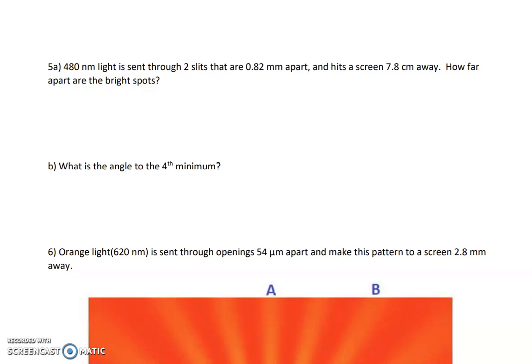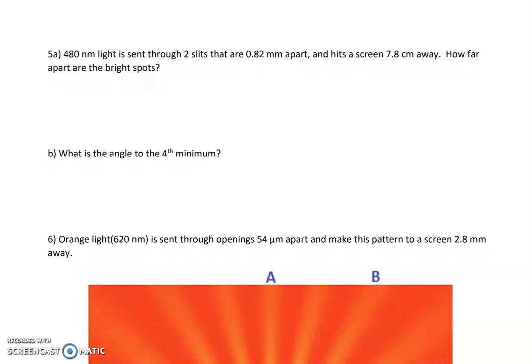All right, next we got some light going on. How far apart are the bright spots? Okay, well, this is like a Young experiment type thing. Of course, lambda equals d y over L is the Young experiment expression. If you're looking for how far apart the bright spots are, you're looking for the y value. You've got the lambda, you've got the d value, you've got the length. Basically, you just have to solve for the y value.